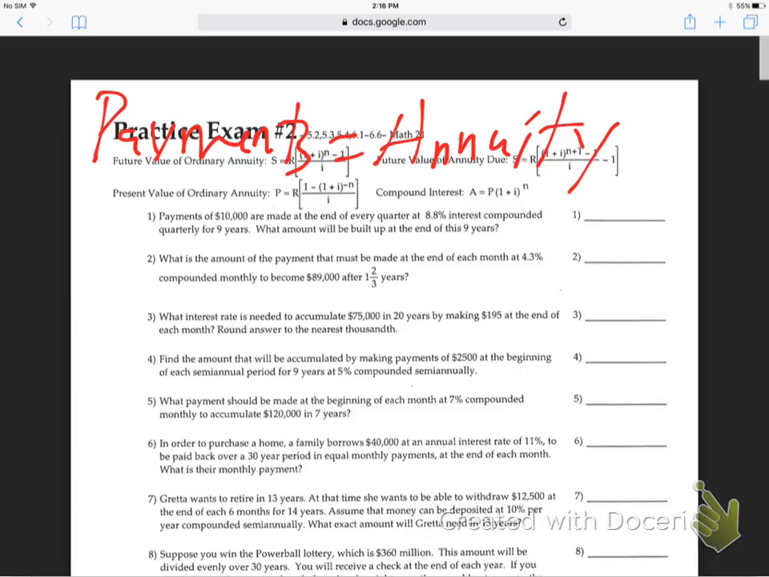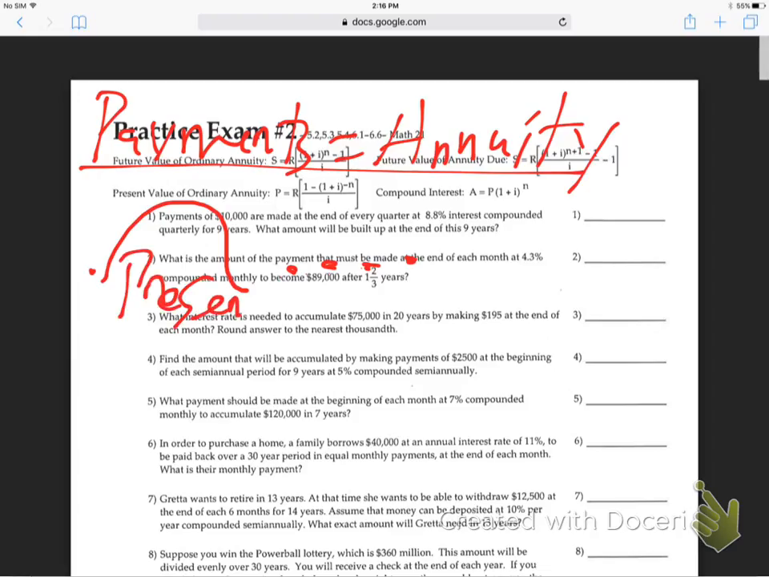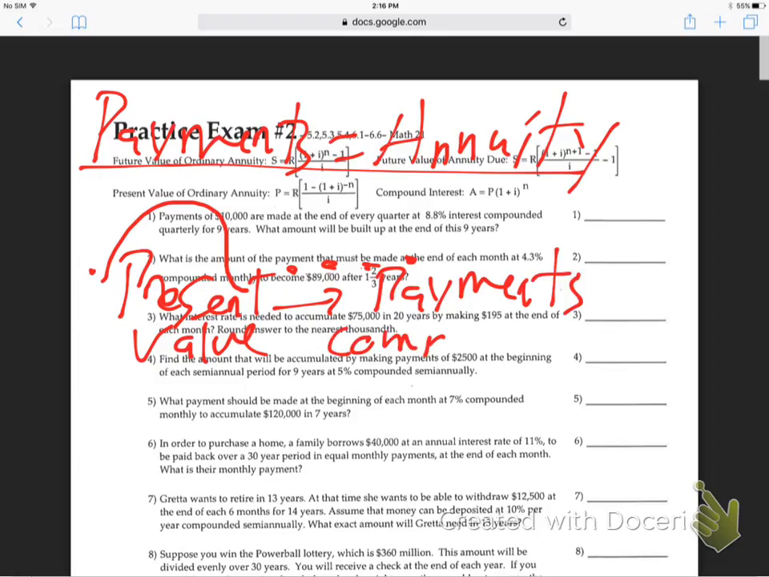All right, now how do you know which way it is? We have two ways. That's the first fact. We have the pile at the beginning, and then payments. This is called present value. And how you know is the payments are coming off the pile.